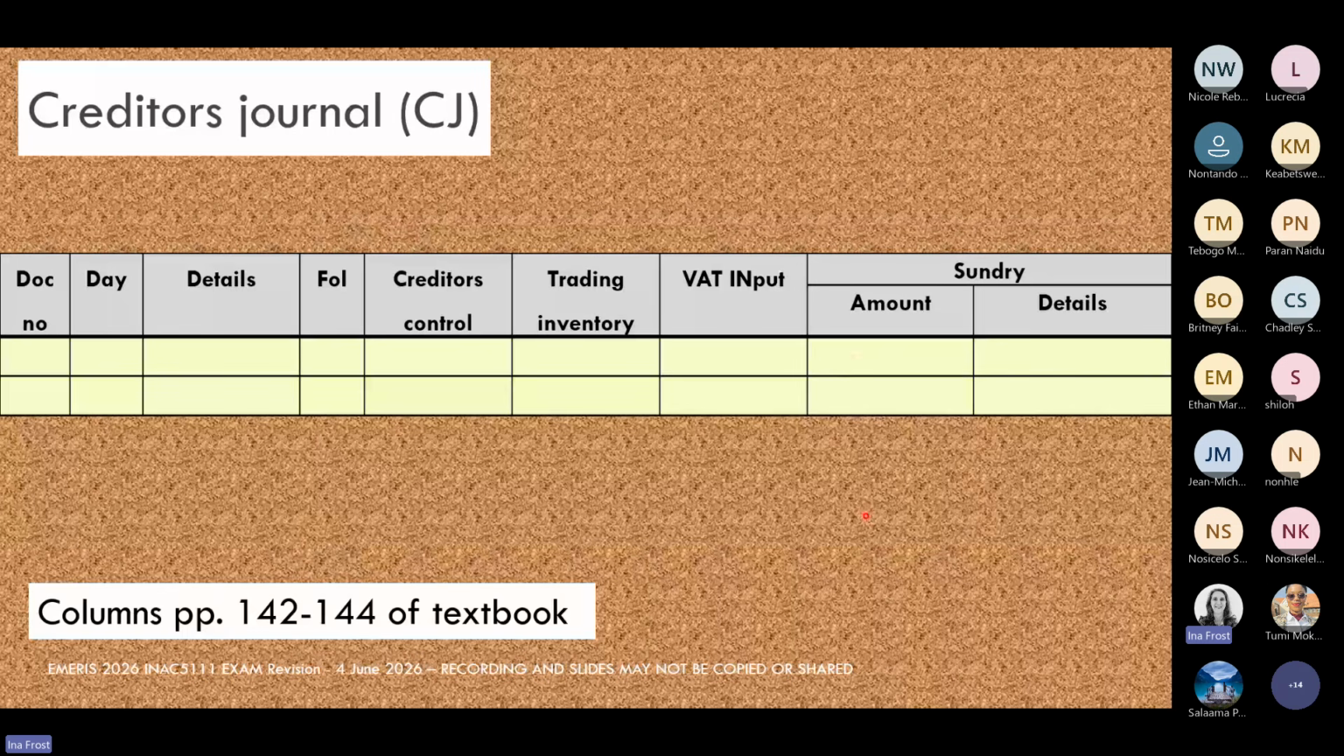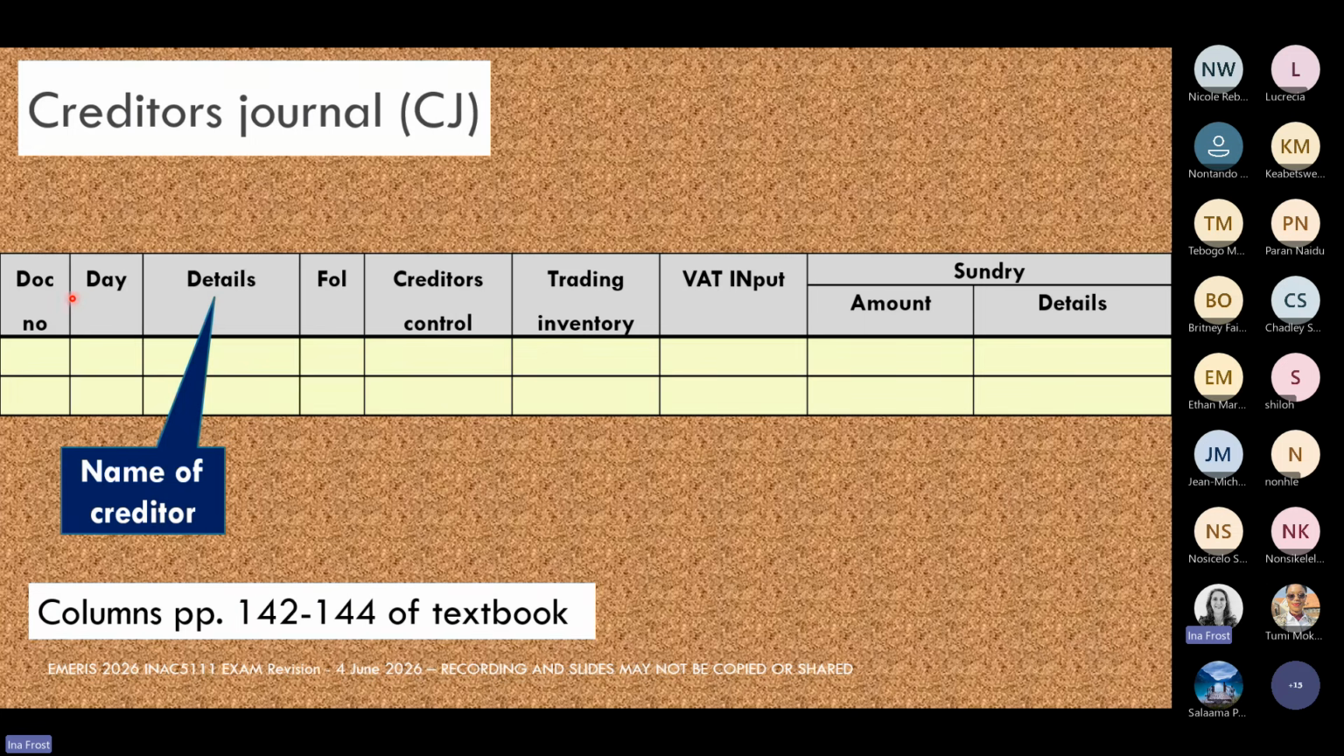The first journal that we're going to look at today is our creditor's journal. And if you want to follow alongside with me, you can go to pages 142 to 144 of your textbook, where we discuss the creditors and creditors allowances journals. So what do we record now in this journal? Remember, a journal is a place for detail. So you can see there are lots and lots of columns in this journal, because this is where we're interested in all the detail surrounding a transaction.